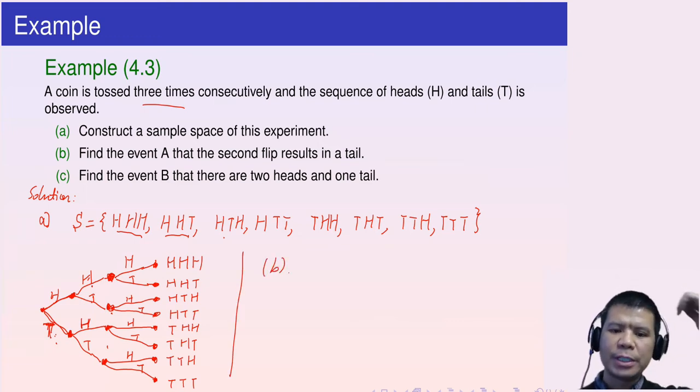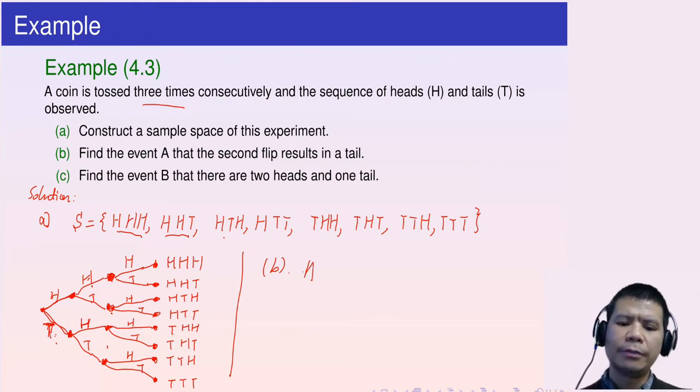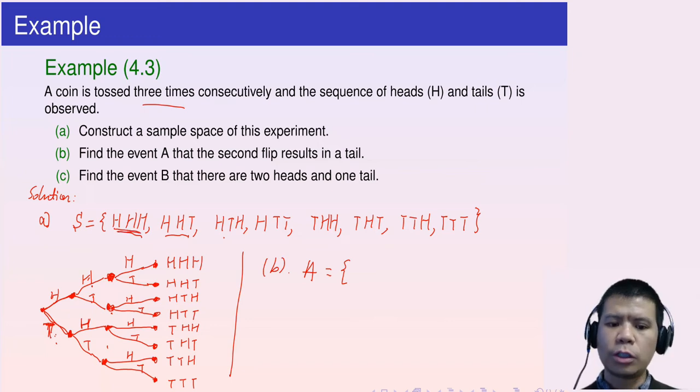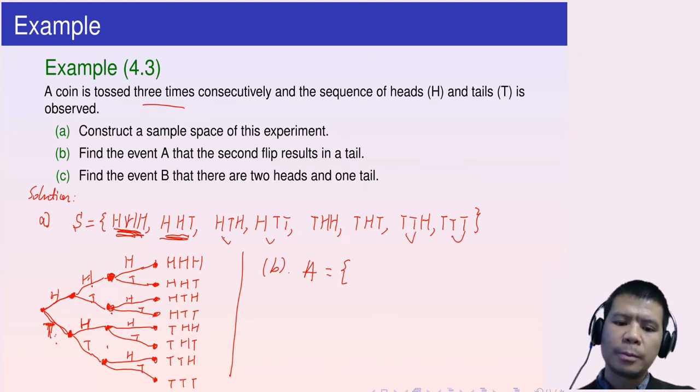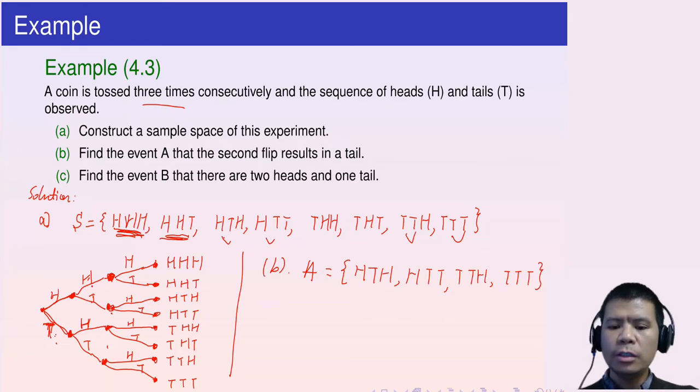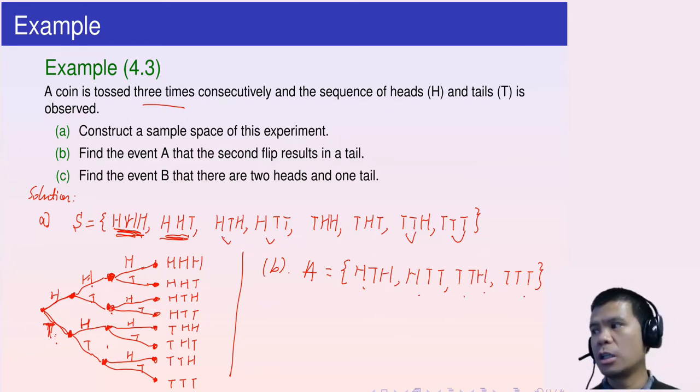Now let's consider this B. Event A, the second flip results in a tail. So let's see what is event A. It is a subset of the sample space for which the second flip is a tail. So this is not good, right? The second flip is a head. Now this is not good. This is good, this is good, not good, not good, this is good, this is good. So we will have head, tail, head, head, tail, tail, tail, tail, head, tail, tail, tail. Okay, so this is the set consisting of all the possible outcomes for which the second flip is a tail. Okay, that's our event A.